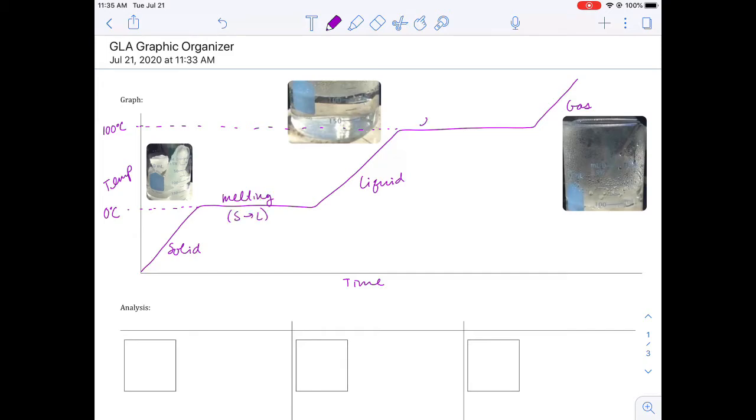So anytime we go from a solid to a liquid, it's called melting. Every time we go from a liquid to a gas, it's evaporating. Going the other way from a gas to a liquid is called condensing. And going from a liquid to a solid is called freezing.